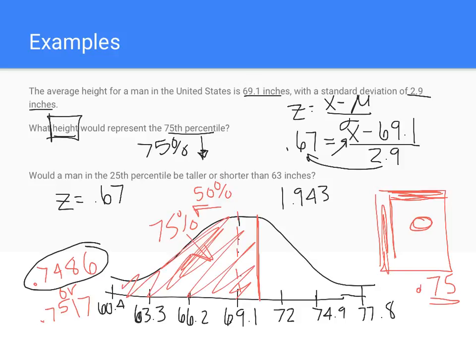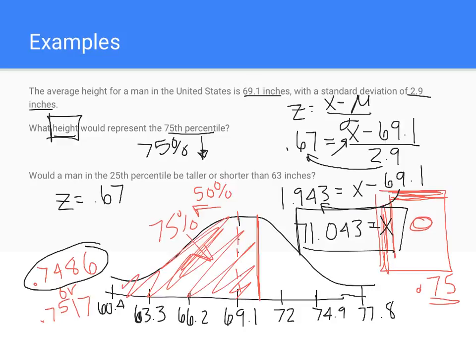1.943 equals x minus 69.1. Then I'm going to add this to the other side. So plus 69.1, and I get 71.043 inches would be my 75th percentile height. Okay, so again, that would be this height right here. That would represent 75% is below that height.